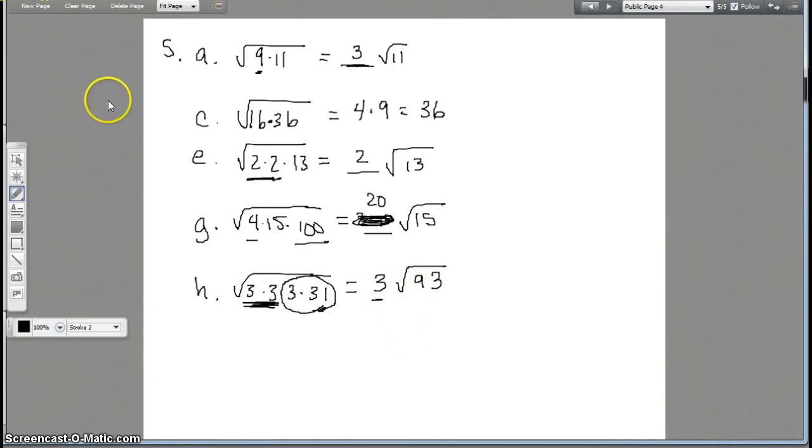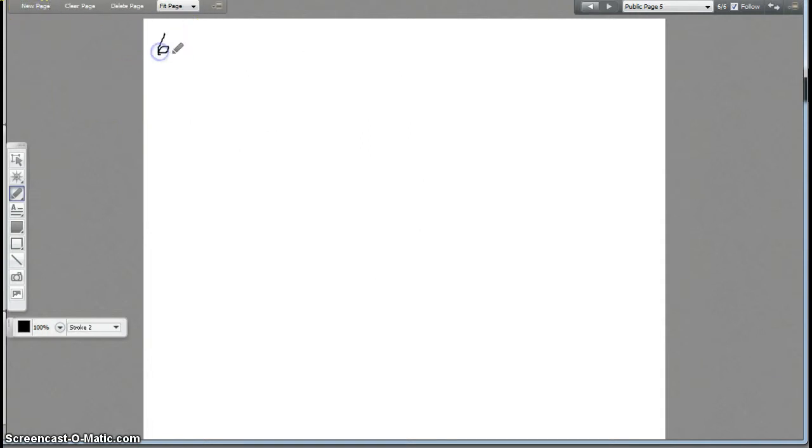Okay, so that was number 5, which is just like number 12 that I assigned for homework. Next, we're going to look at number 6. Number 6 says write each of the following in simple radical form. This means you must simplify your radical. If there is a square number inside of your radical, you have to take it out. So let's look at part A.